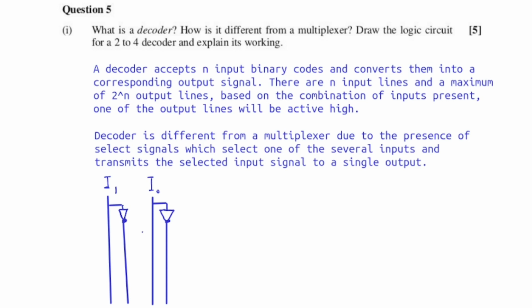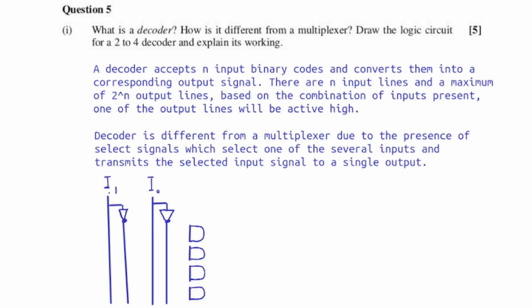So if I0 is 0, the inverted line will contain 1, and the same thing will happen for I1 as well. Now we'll be needing 4 AND gates. Let's make them one by one. So we'll need one AND gate over here, then one more, then one more, and then one more over here. One AND gate, the second AND gate, the third AND gate, and the 4th AND gate.